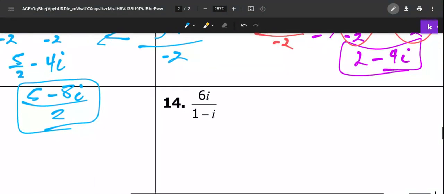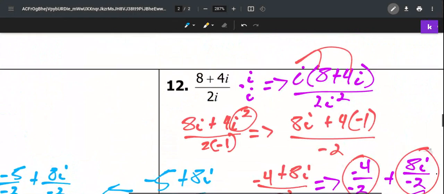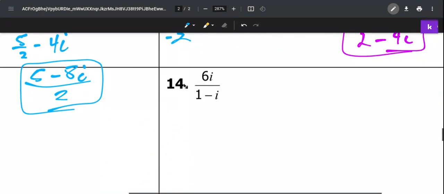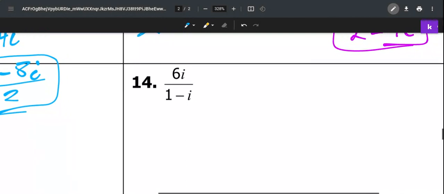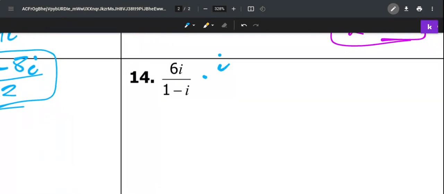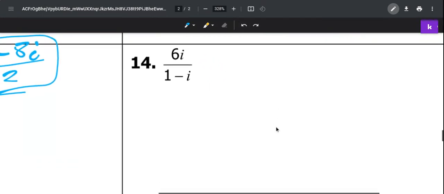Now number 14, the difference between 14 and 12 is that 12 on the bottom was an I, but it was just 2 times I. On the bottom of 14, it's 1 minus I, which totally changes everything. We can't just take I now and multiply it on the top and bottom. That's not going to work anymore. What we have to multiply by is the complex conjugate.